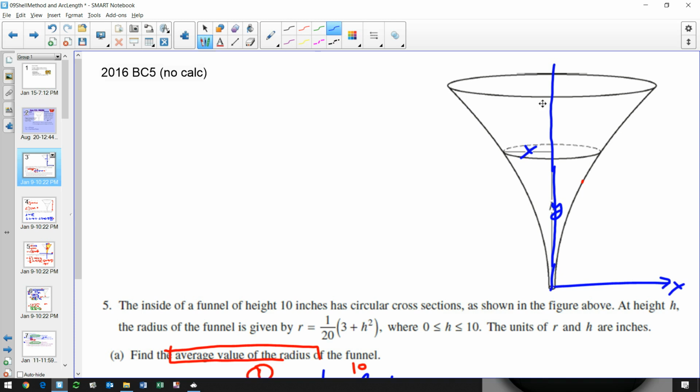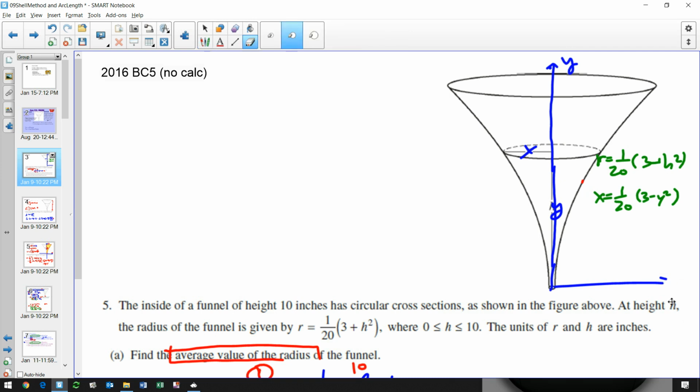So if this had been the x-axis and this had been the y-axis, remember they gave you r is equal to what? Was it 1 over 20 plus h squared? That was really the same as saying, remember r is your x direction, x is equal to 1 over 20 minus y squared. And let's think about this problem.